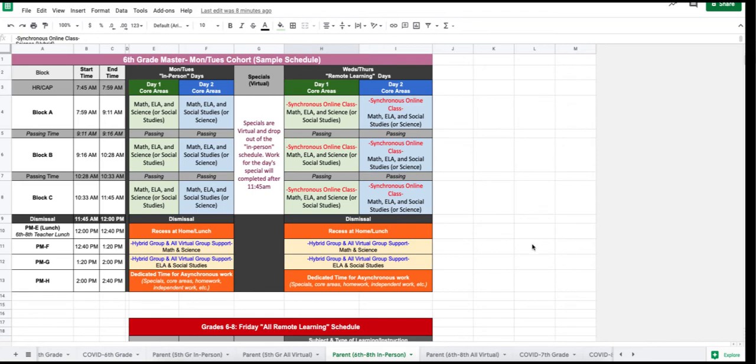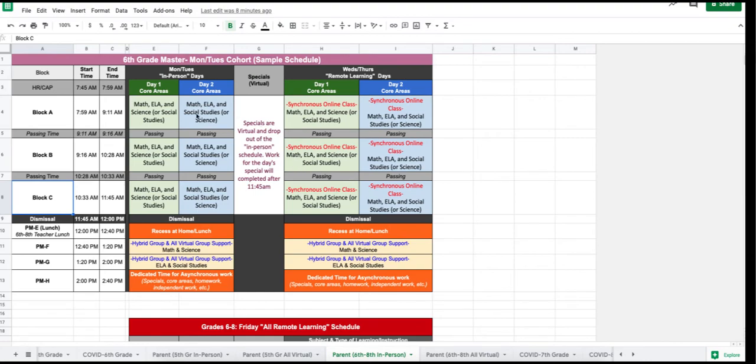Okay, so I'll go over this schedule right here in 6th grade. For example, if we're looking at the person in the Monday, Tuesday cohort, on Monday, Tuesday, they will come for in-person instruction. So there'll be 3 blocks. Normally we have 4 blocks. One of those blocks is their specials. Those specials are going to drop out, and I'll show you an example how to read that when we look at a student schedule in a little bit.